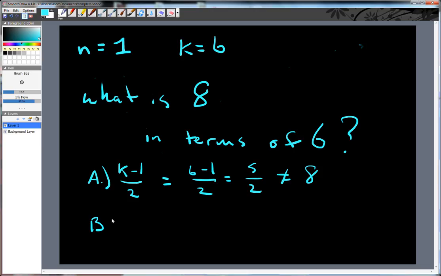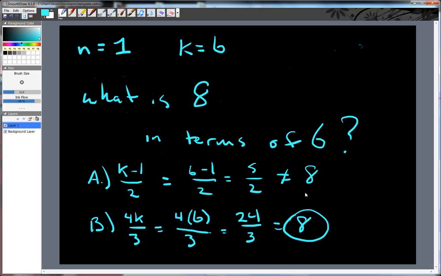B is 4k over 3. Again, using our k, that's 4 times 6. I like to use parentheses when I substitute. Over 3, which is 24 over 3, which, wait for it, is 8. Hooray! So what is 2 to the n plus 2 in terms of k? What is 8 in terms of 6? B expresses 8 using 6. That's the answer.